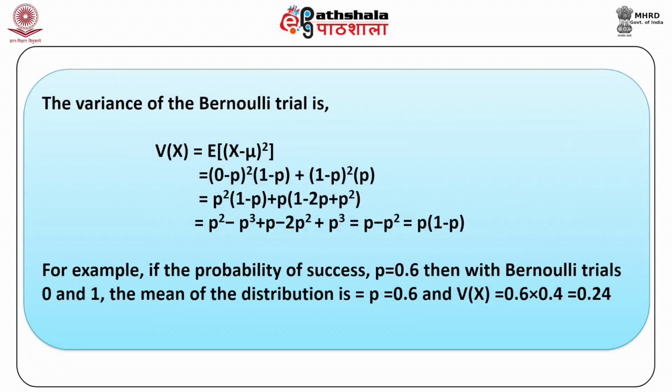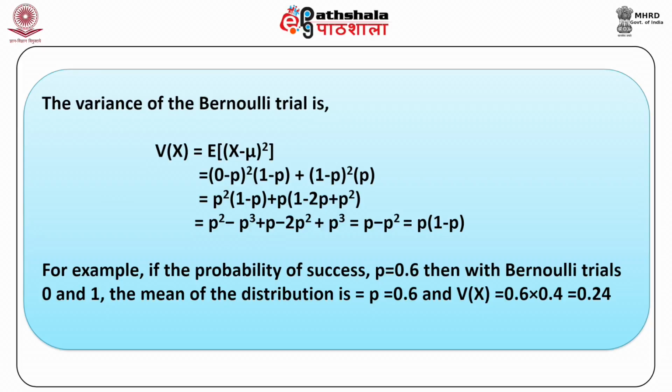Similarly, let us find out the variance of the Bernoulli trial. Variance is defined as the expected value of (x minus mu) square, where mu is the mean of x. In the current Bernoulli trial example, this comes out to be equal to (0 minus p) square into (1 minus p) plus (1 minus p) square into p. On simplification, this is equal to p square into (1 minus p) plus (1 minus 2p plus p square) into p.